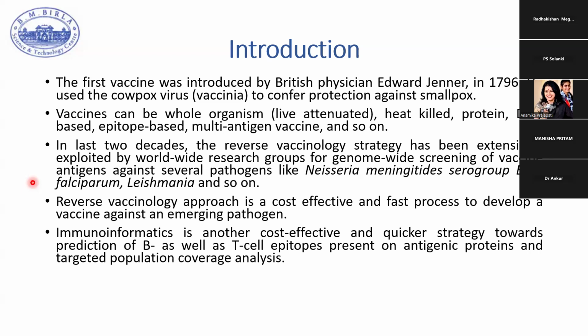Reverse vaccinology is a very cost-effective approach because most of the time we start with the whole pathogen. But in reverse vaccinology, we can just focus on proteins that can be further used for vaccine development. There is a whole flowchart we will discuss in later slides, but it's a very cost-effective and fast process. Because it includes computational approaches and immunoinformatic tools, it's very fast. You can get a vaccine using reverse vaccinology in 2 or 3 days.